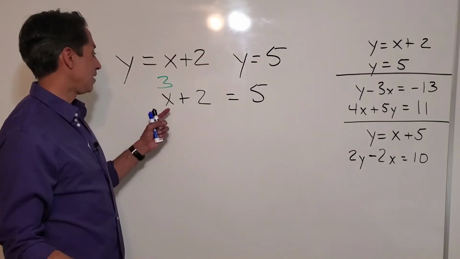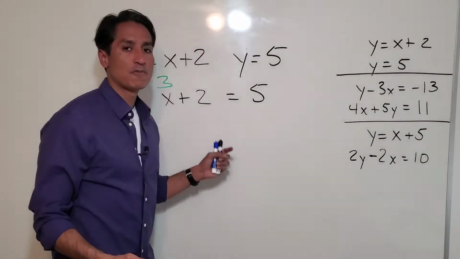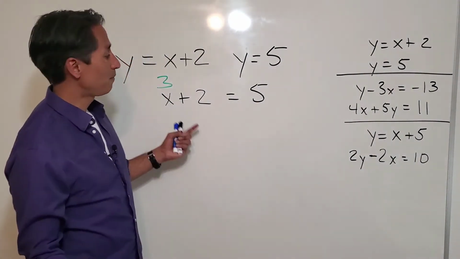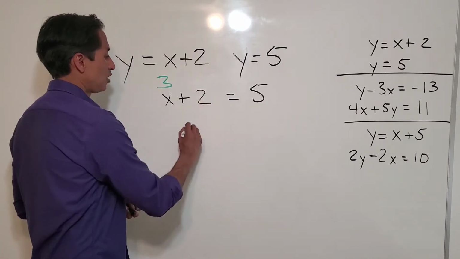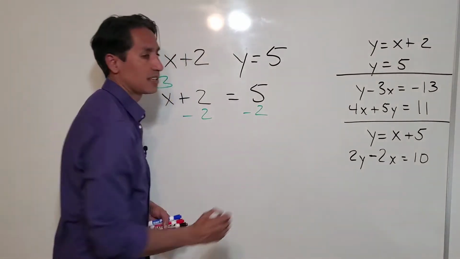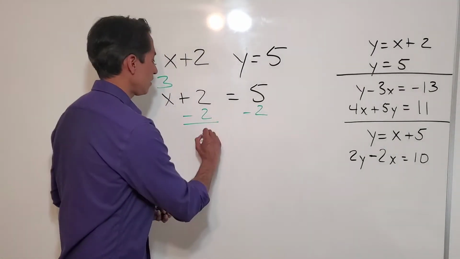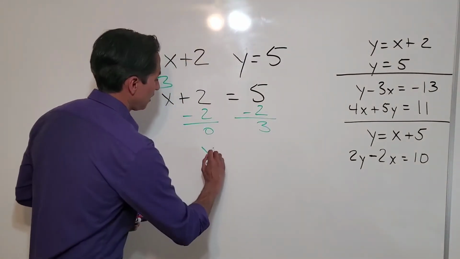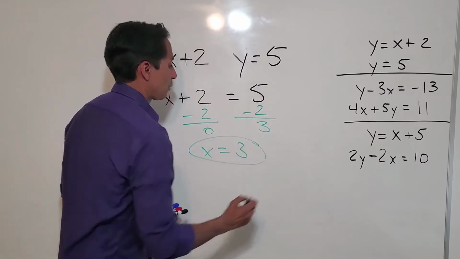And by that I mean, say we have x plus 2. So how do we get the 2 away from the x? Well, we have a plus 2, so we minus 2. We subtract. What we do to one side, you got to do to the other. We get a 0 and a 3, so x equals 3.